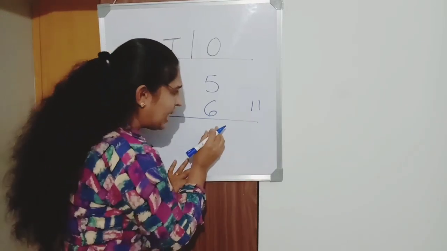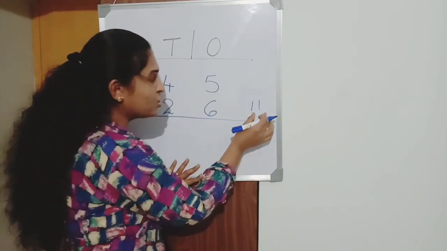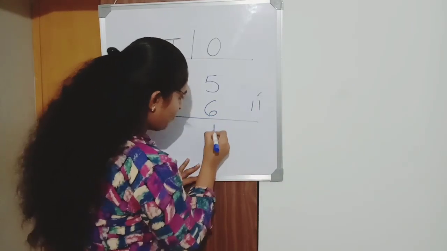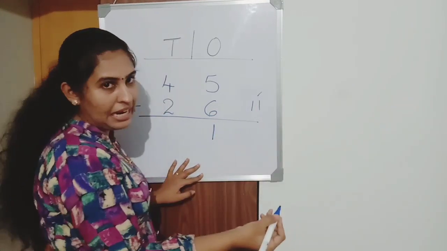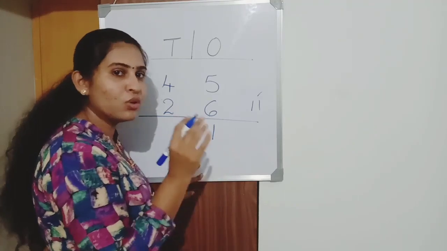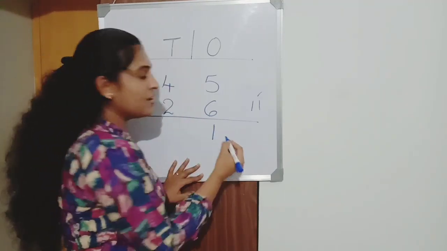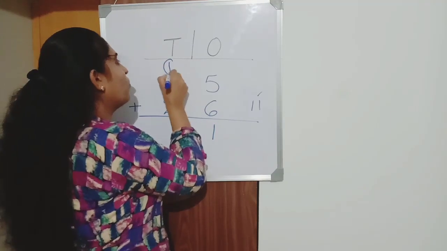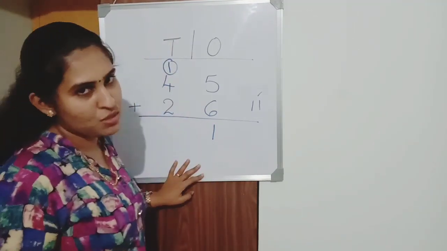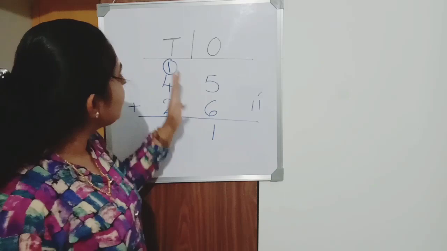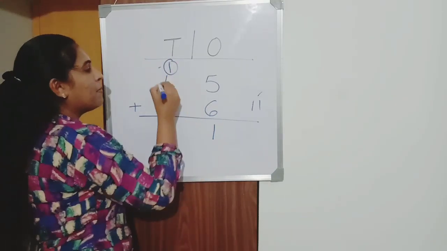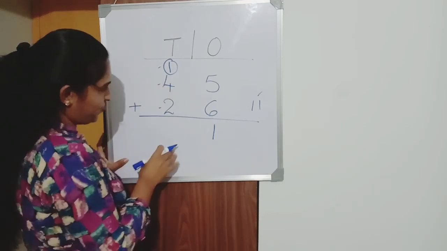Can we write 11 here? No. It's a 2-digit number. So the number in the ones place we should write here. In 11, ones and tens both are 1. So 1 here and the number in the tens place, that is one more 1, should carry to the tens place. Now we should add 1 plus 4 plus 2.